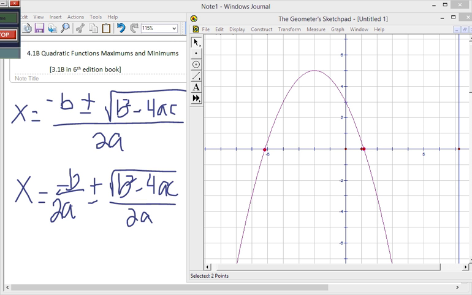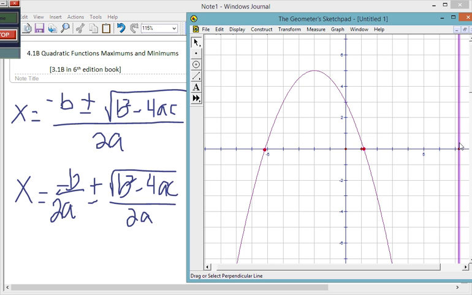Now, I could also write that in two parts. I could look at it as negative b over 2a, plus or minus the square root of b squared minus 4ac over 2a. That means here we have the middle, the vertex, and I've got plus something and minus something. And they're the same because this is symmetrical.